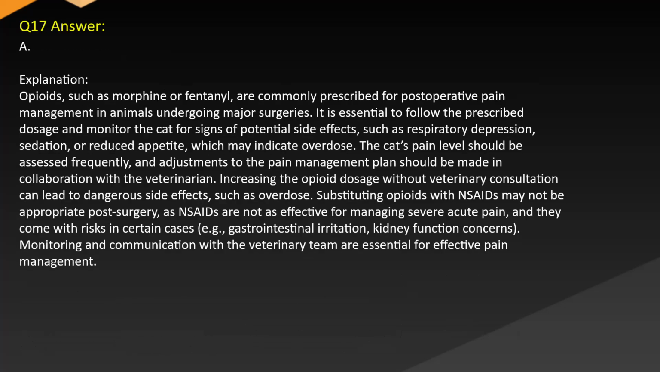Answer A. Explanation. Opioids, such as morphine or fentanyl, are commonly prescribed for postoperative pain management in animals undergoing major surgeries. It is essential to follow the prescribed dosage and monitor the cat for signs of potential side effects, such as respiratory depression, sedation, or reduced appetite, which may indicate overdose. The cat's pain level should be assessed frequently, and adjustments to the pain management plan made in collaboration with the veterinarian. Increasing the opioid dosage without veterinary consultation can lead to dangerous side effects, such as overdose.